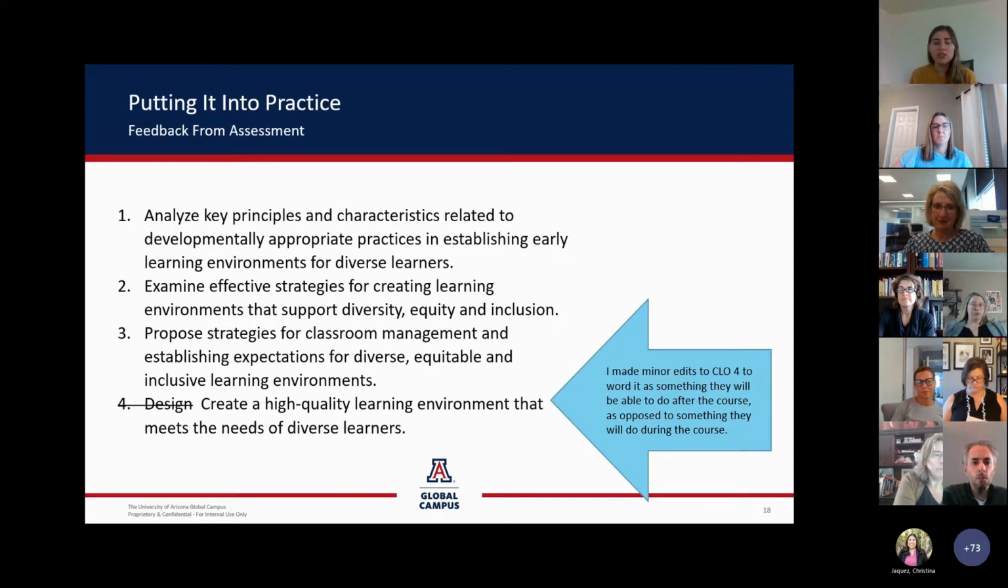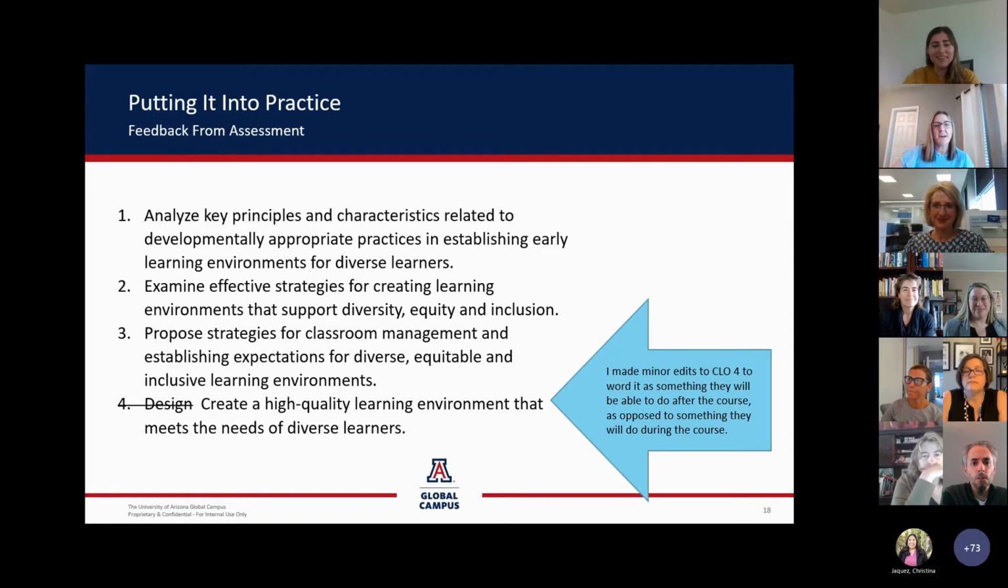So sometimes that means just readjusting the language a little bit. So in this case, instead of design a high quality learning environment that meets the needs of diverse learners, she recommended just changing it to create a high quality learning environment, because it's what the students are going to do once they've completed the course. But I just always want to impart that if you have any questions about the CLOs, please reach out to your dedicated assessment specialist. We are always here to help you.